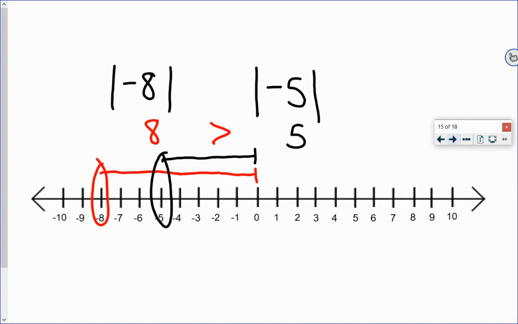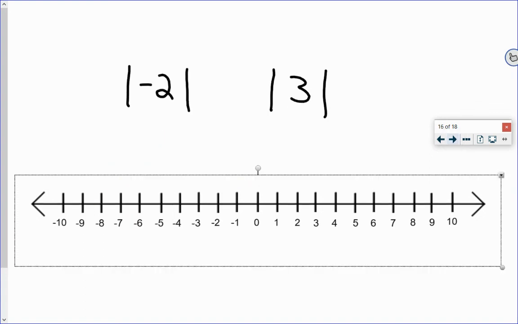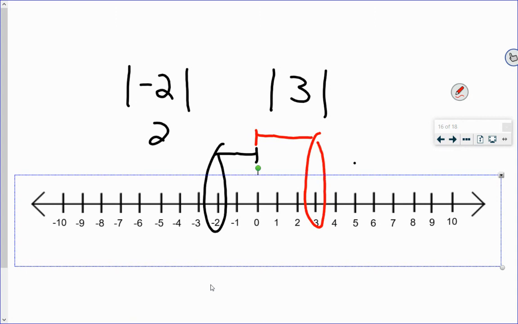All right, same thing here. So we've got the absolute value of -2, which is how far from 0 to -2? 1, 2. 2 is the distance. And the distance from 0 to 3 is 1, 2, 3. So it's a further distance. So that's 3. So 2 is less than 3.